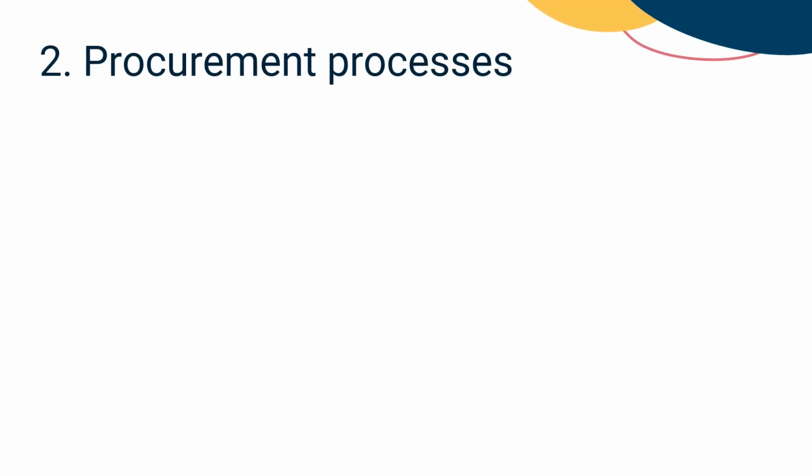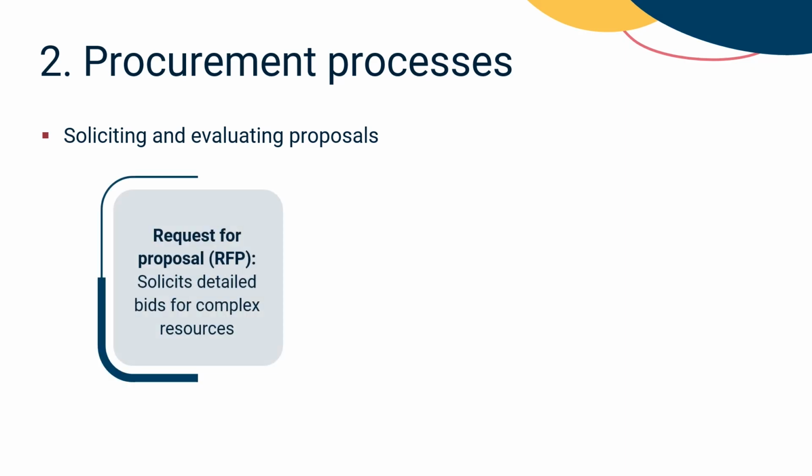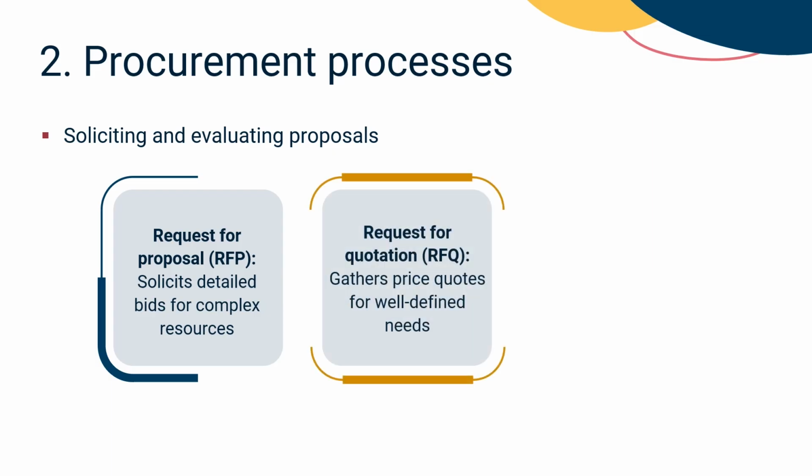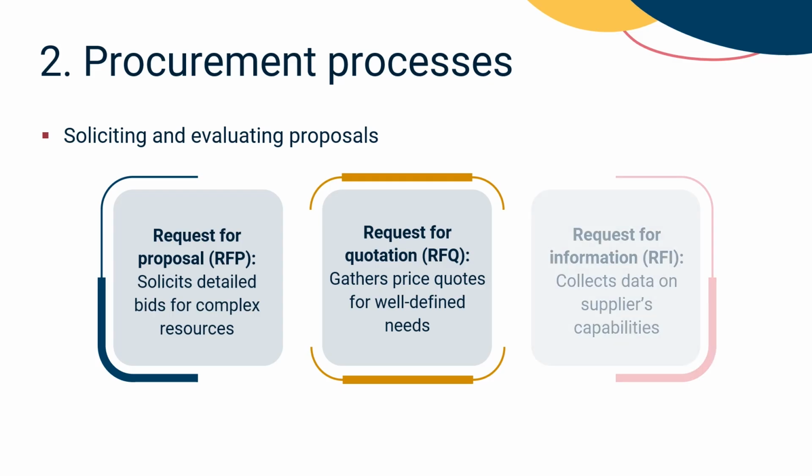Procurement processes involve soliciting and evaluating proposals, quotes, or information from potential suppliers. Request for proposal, or RFP, is used to solicit detailed bids for complex resources. Request for quotation, or RFQ, gathers price quotes for well-defined needs. Whereas, request for information, or RFI, collects data on suppliers' capabilities.